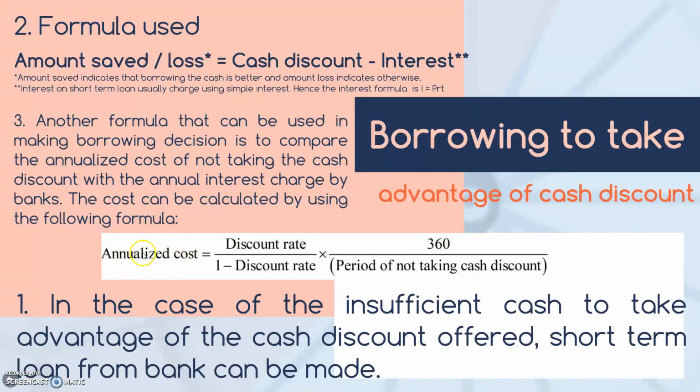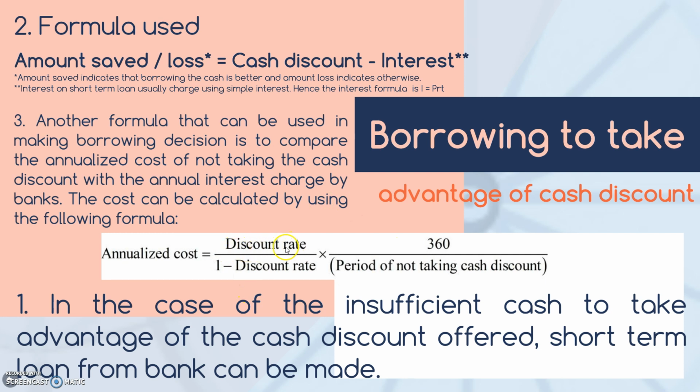So that is annualized cost. Annualized cost should be calculated and compared with the annual interest. So which one is larger? Let's say by taking a loan, the annual interest is lower compared to the annualized cost. Then it is a good decision to borrow from the bank, and take advantage of the cash discount. That is by using this formula, which is discount rate.